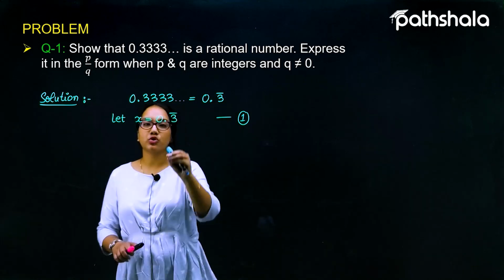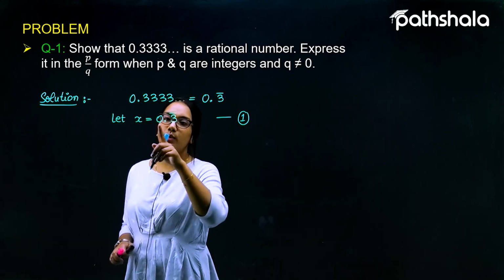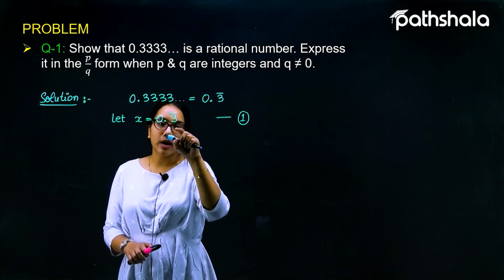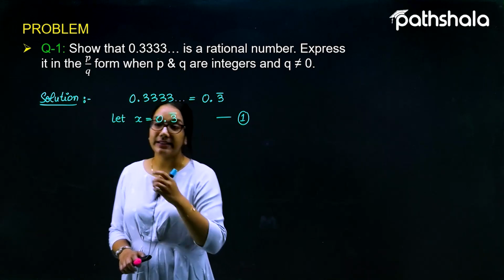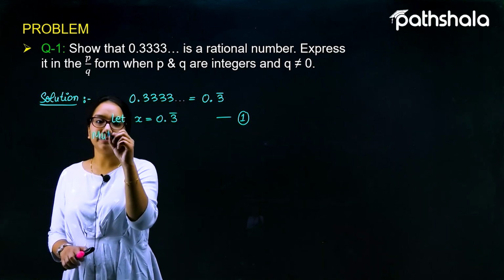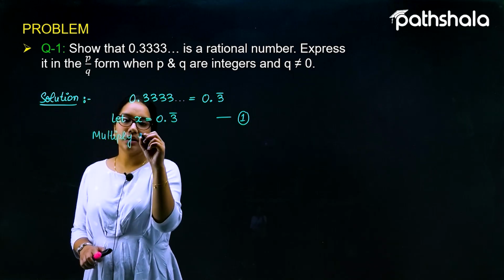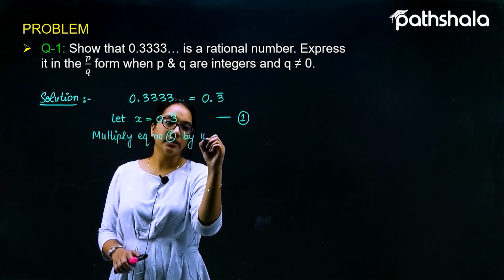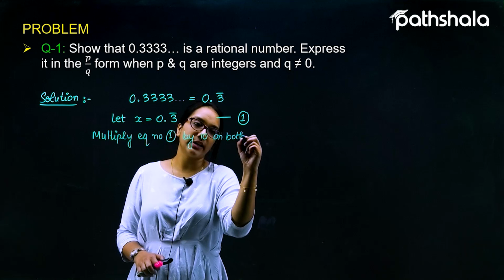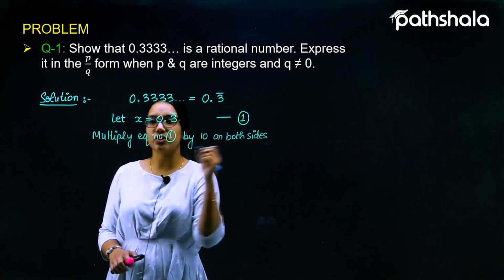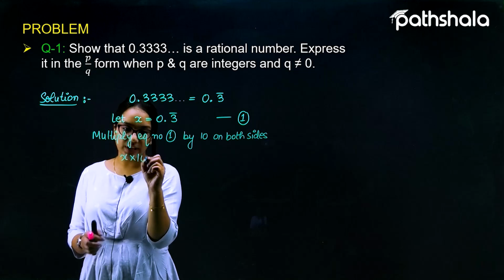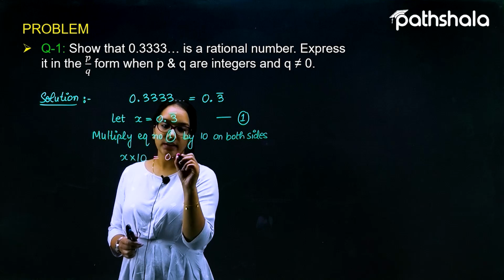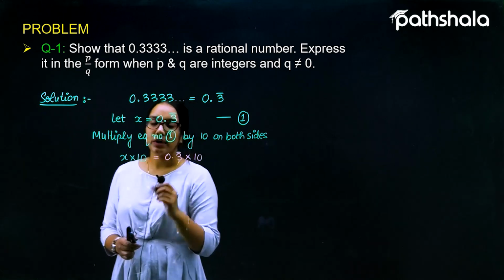So let us take this particular number, x is equal to 0.3 bar. There is only one digit repeating here, so I am multiplying this number by 10. We multiply equation number 1 by 10 on both sides. So it will be x into 10, which is equal to 0.3 bar into 10. Let's solve it.